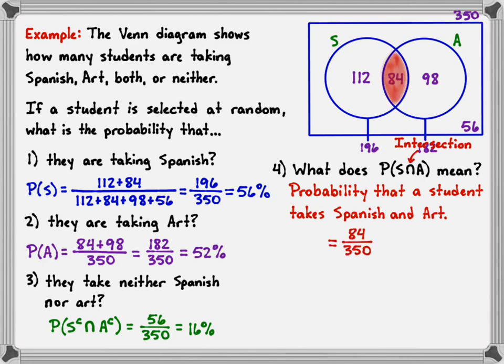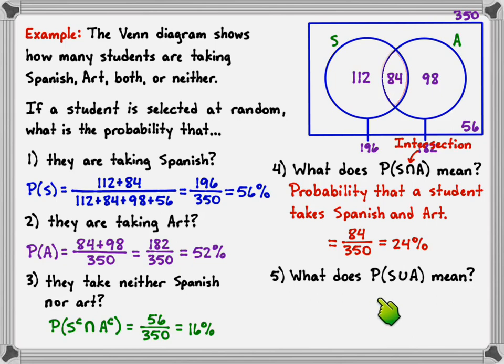And then if we're figuring out the probability, it'd be 84 out of 350, which is 24%. All right, let's take a look at one more problem here. What is the probability, and what's this mean? What's the probability that a student is taking Spanish or art?